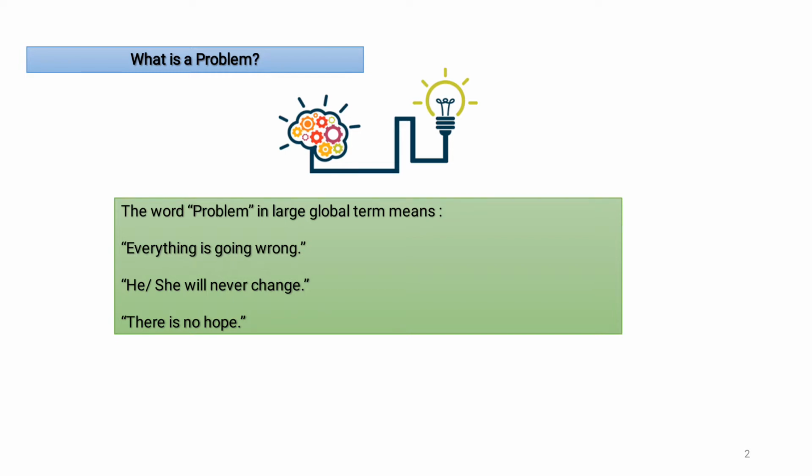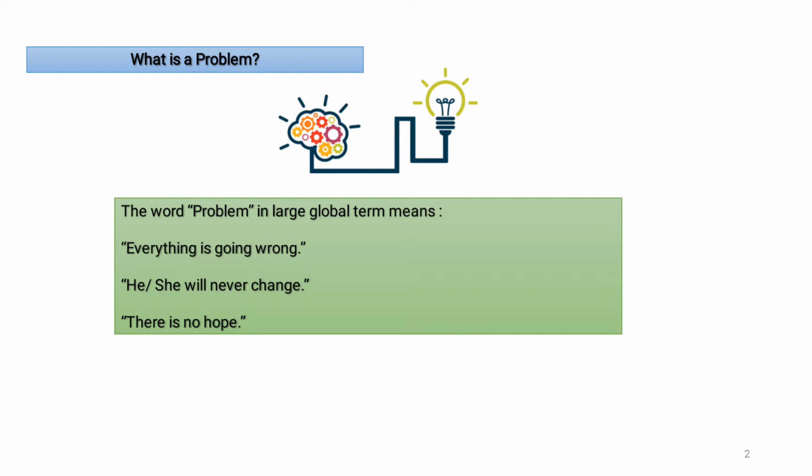Well, if we had to define what is a problem in a global way, certain phrases or certain sentences which we might have used ourselves or might have heard somebody else using, certain things like, as you all can see on the slide, everything is going wrong, he or she will never change, there is no hope. We might have used these phrases many a times. Well, in a global sense, a problem is all of these when we use.